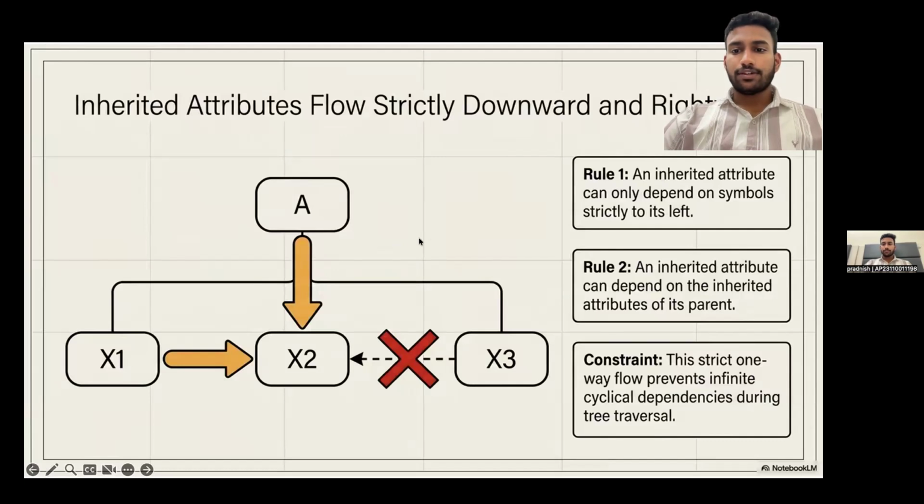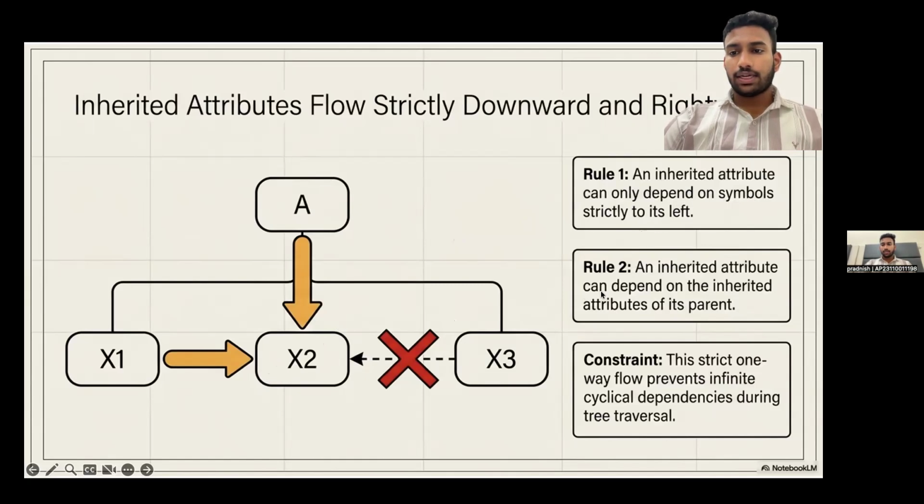Here are some rules for inherited attributes. Rule number one: an inherited attribute can only depend on symbols strictly on its left. Let's suppose here we have x2. The x2 can take its values from x1 or from a. It should take from the top or from the left.